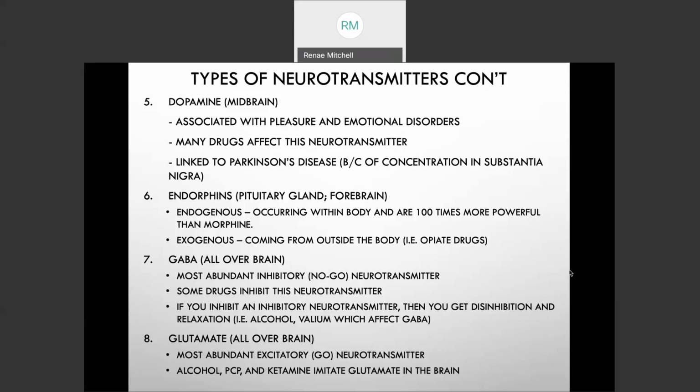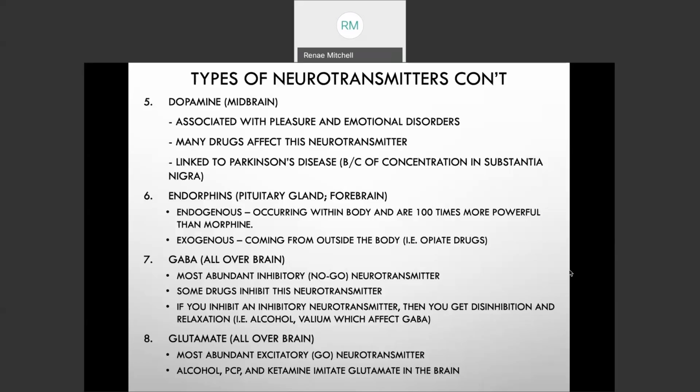The seventh neurotransmitter we'll discuss is GABA. Both GABA and glutamate, the next two, are all over the brain. These are the major, what we call, no-go and go neurotransmitters. So GABA, also called no-go, is the main inhibitory neurotransmitter. It stops the signal from continuing.